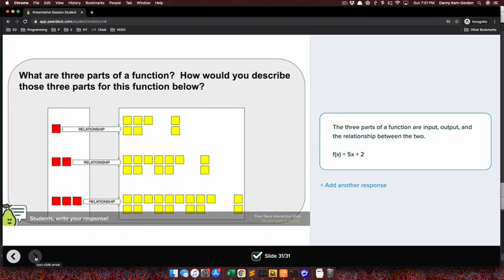Finish all these problems and make sure that you've done all these problems, and I will check it later on today.